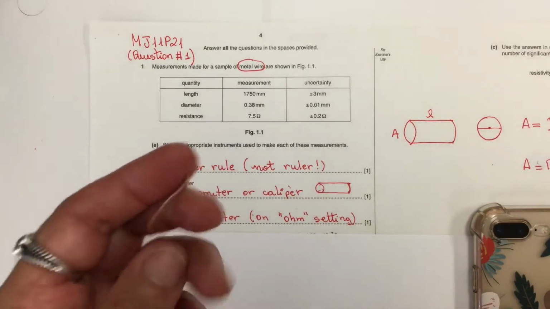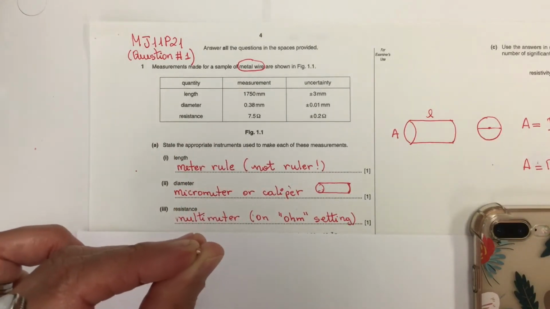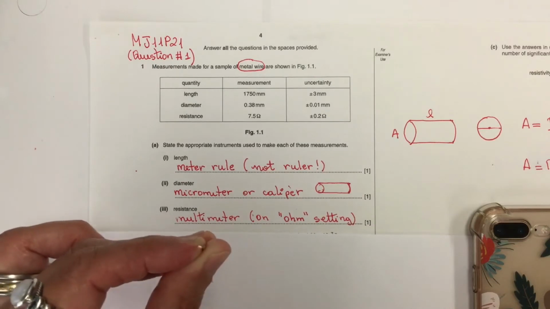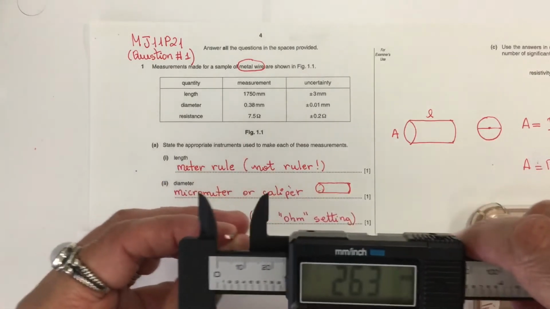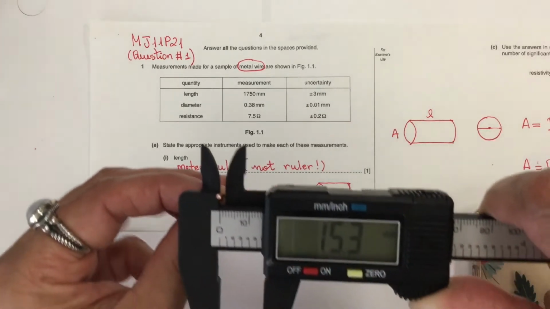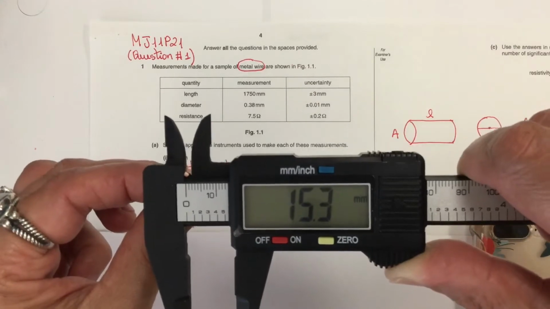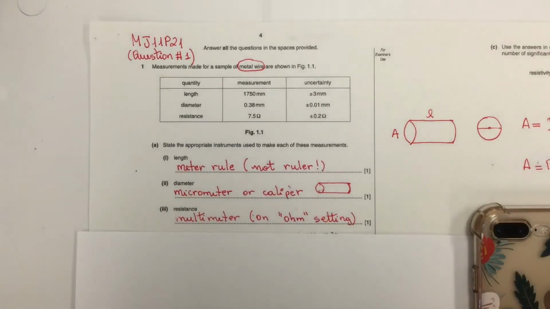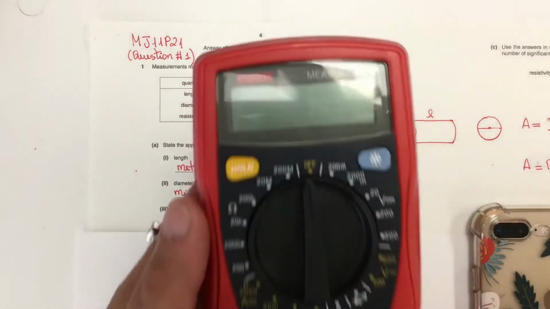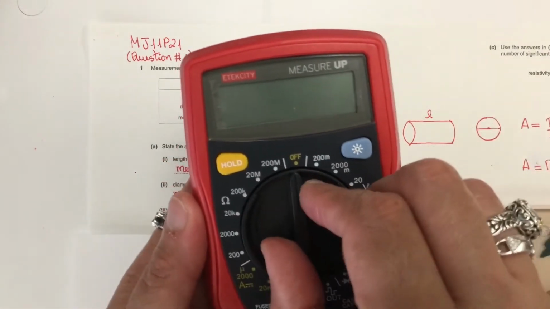For the diameter, because the cross-sectional area here is circular, I can use a caliper. So in this case, it's showing that the diameter is 15.3 millimeter. And for the resistance, I can use a multimeter on the ohm setting.